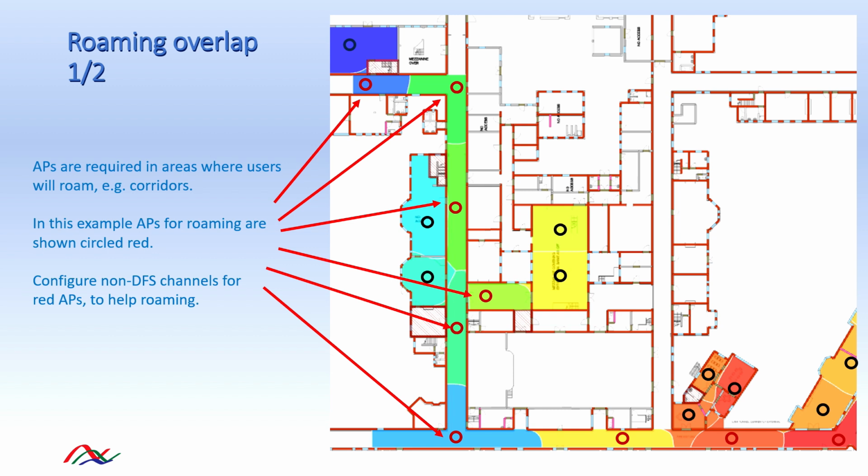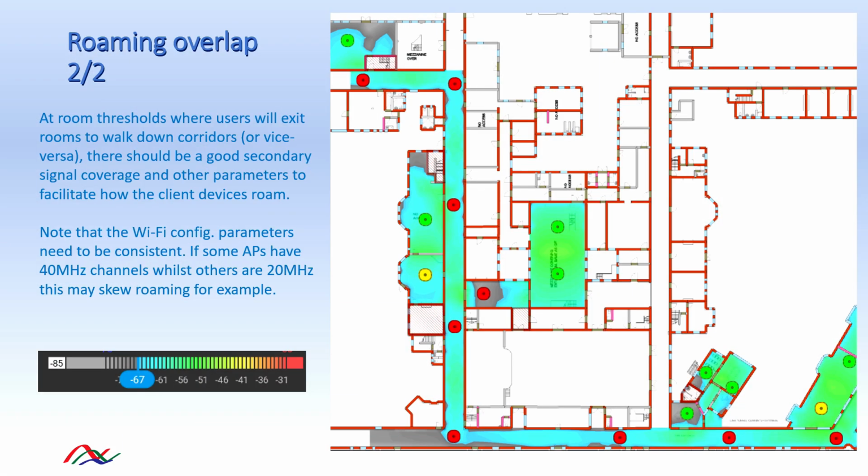APs are required in areas where the clients will roam. In this example, that's within the corridors, and the APs provided for roaming are shown circled in red with their roaming coverage. You should consider using non-DFS channels for the roaming APs. At the thresholds between rooms and in other areas where clients will move from one AP cell to another, there should be good secondary signal and any other parameters required to facilitate good roaming.